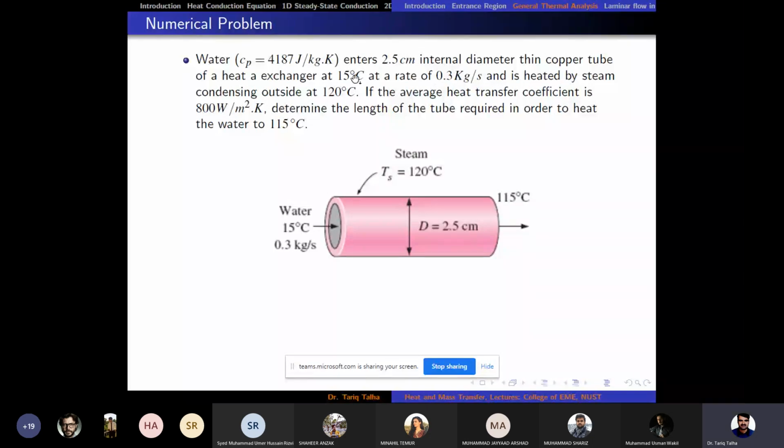It is heated by steam condensing outside at 120 degrees centigrade. The average heat transfer coefficient is 800 watt per meter square Kelvin. So now the heat transfer coefficient is given. Determine the length of the tube required in order to heat the water to 115 degrees centigrade. Now it means that Te value is given, but we need to determine the length of the tube which is required to heat this water. We haven't discussed the Nusselt number or the h determination at the moment, but we would come to that maybe after this numerical.